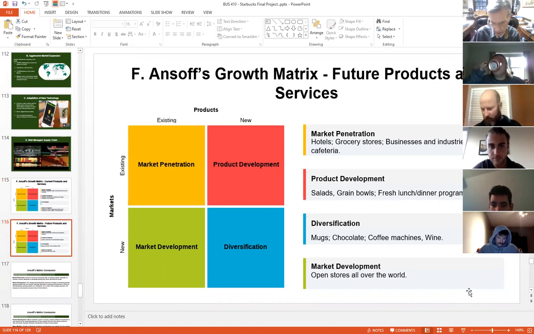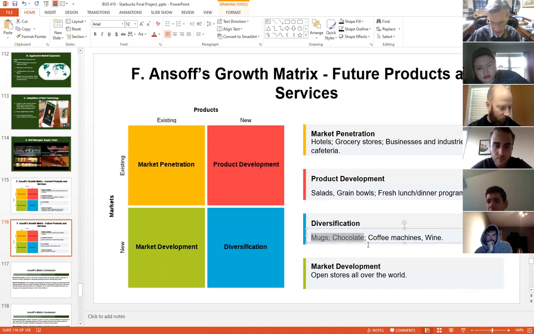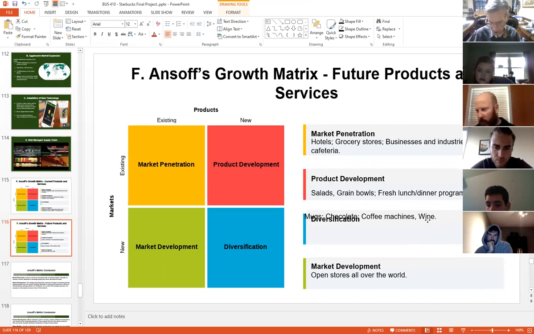Okay, now we have again market penetration: hotels. Starbucks has expanded to hotels, grocery stores. I mean, they can penetrate into hotels, grocery stores, businesses and industries such as cafeterias. Product development: salads. They're already selling salads at some of their stores. However, they can, I guess, increase the variety of salads, grain bowls, fresh lunch and dinner program. Diversification: mugs, coffee machines, and wine. And then we have the market development, which is to open stores all over the world.